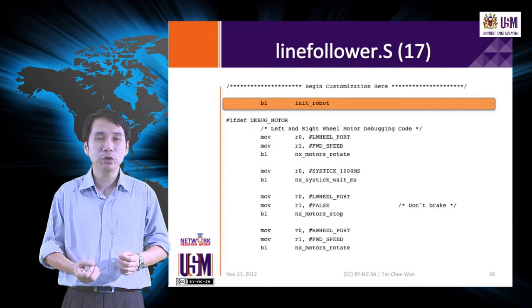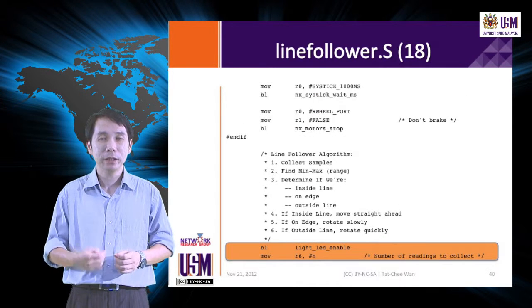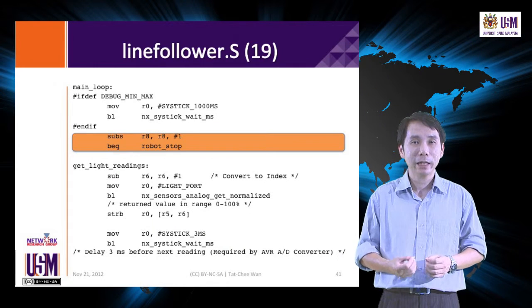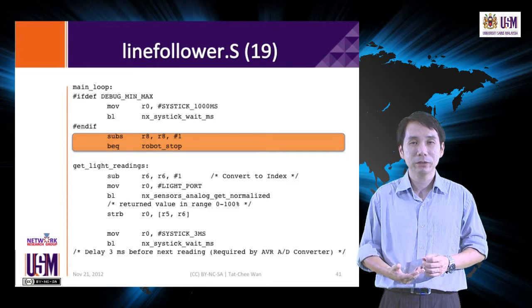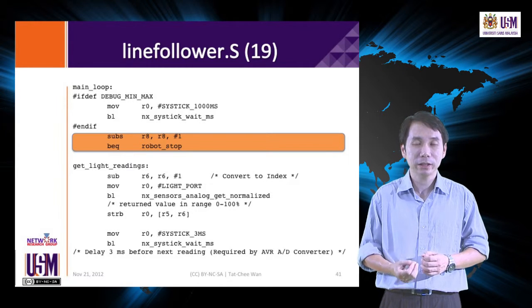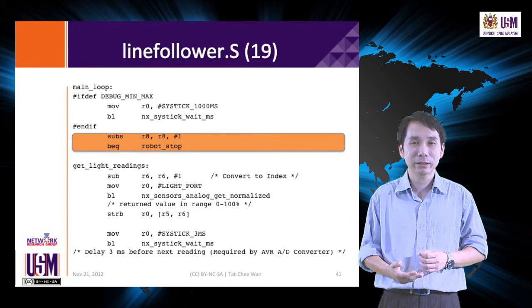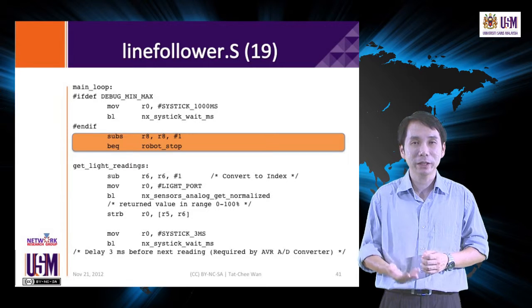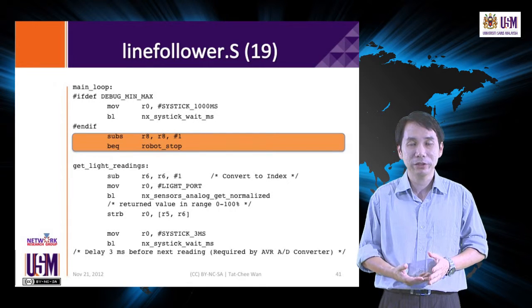So the first thing we do when we start up the program is to initialize the robot, which calls the init robot subroutine defined previously. Next, we enable the LED light so that we can start reading values from the light sensor. We use R8 as the iteration counter. This gives an upper number to the number of iterations of the main loop that we will execute in the robot. This allows us to prevent the robot from running indefinitely and running down the batteries.